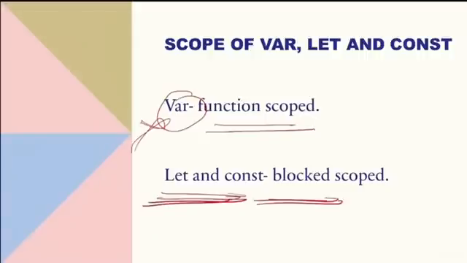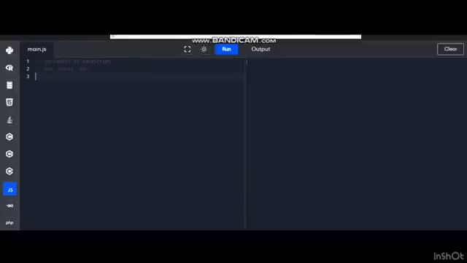A block scoped variable is only available inside the block it is declared in. For example, if a variable is present in a loop, then that variable is available only in that loop and not outside of that loop. Now let us discuss var, const and let keywords with sample programs.